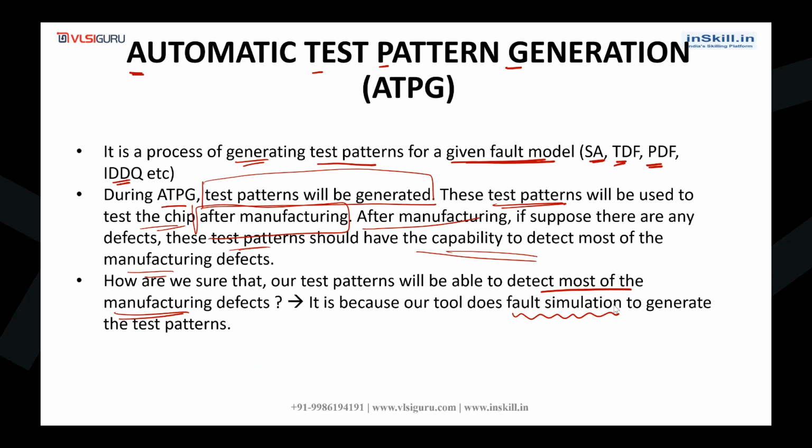ATPG is automatic test pattern generation. During ATPG, test patterns will be generated. These test patterns will be used to test the chip after manufacturing. After manufacturing, if there are any defects, these test patterns should have the capability to detect most of the manufacturing defects. Now, how are we sure that our test patterns will be able to detect most of the manufacturing defects? It is because our tool does a process called fault simulation to generate the test patterns.